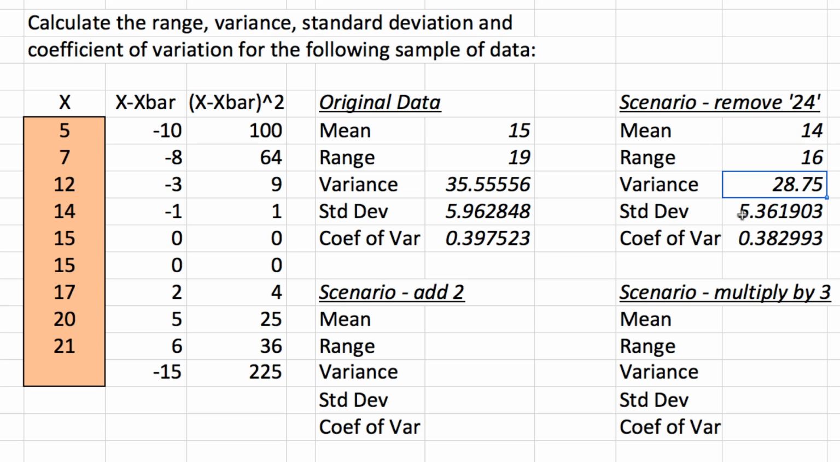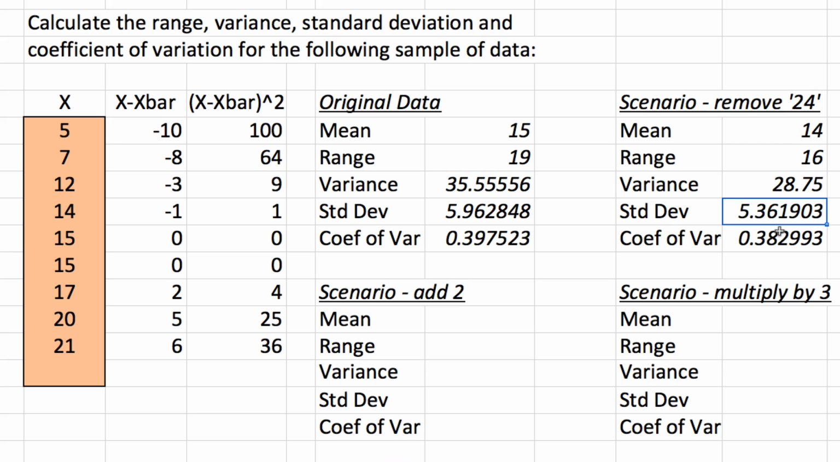Now, I'm guessing you would have also guessed that the variance decreased. Why would the variance have decreased? Well, we've taken away the value that had the largest difference from the mean, or largest positive difference from the mean. So in removing that, the variance has decreased. If we removed a value towards the middle of the data set, I think the variance would have gone up. But here, because we removed an extreme value, the variance decreased.